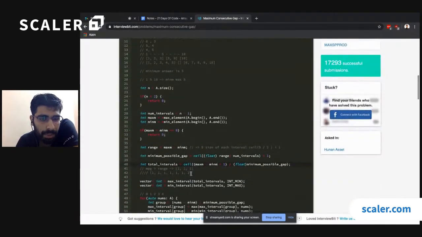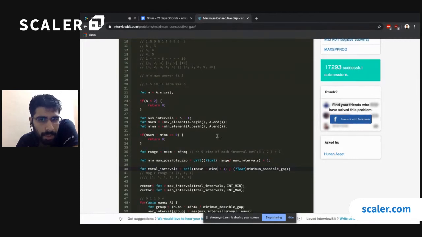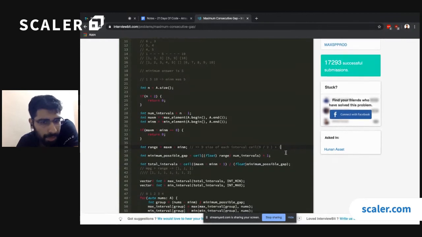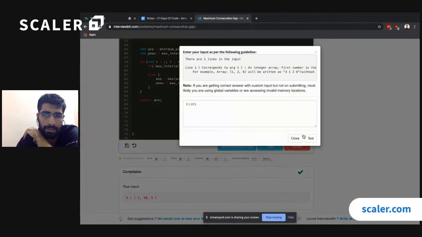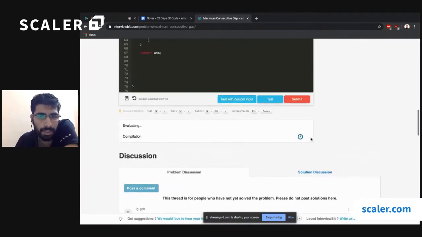Because here my range will come out to be maximum minus minimum, which will be equal to 10 minus 1, range is 9 by 2, 4 plus 1, range is 5. So there will be 5 numbers in this thing. Then the minimum possible gap will be float of range, which will be equal to 9 divided by the number of intervals, and the number of intervals will be, in this case, 2. 9 divided by 2 will be 4 plus 1, 5. So the minimum possible answer is not this, but it is only this. I should not have 1. Yeah. Cool. Will this work now?